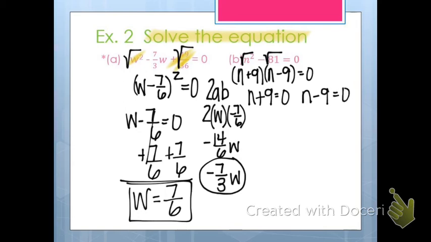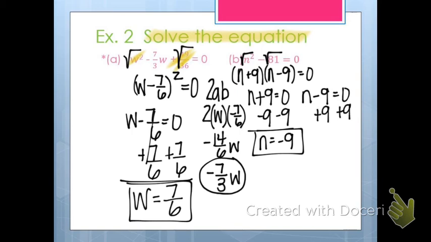How do we solve for the first n? Subtract 9. So n equals negative 9. And how do we solve for the second n? Add 9. So n equals positive 9. And those are both your answers, and that is lesson 7.7.